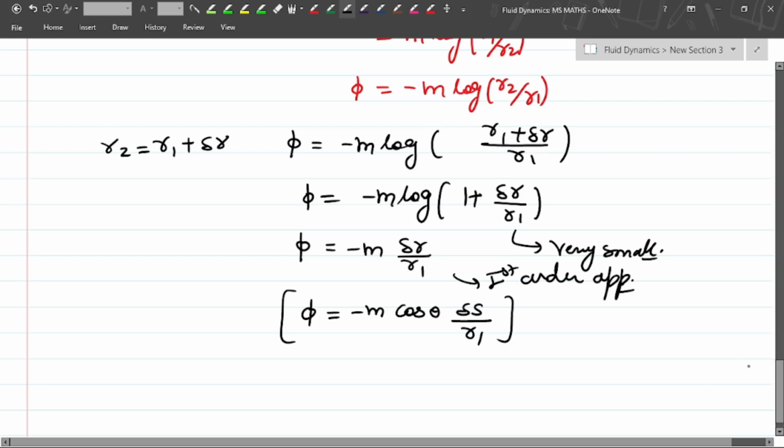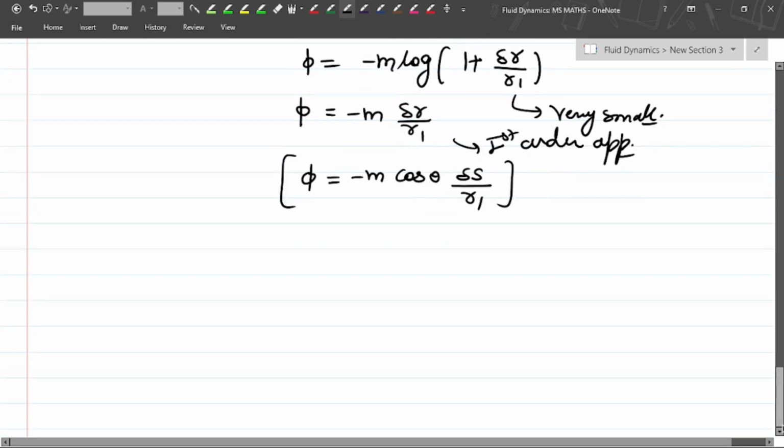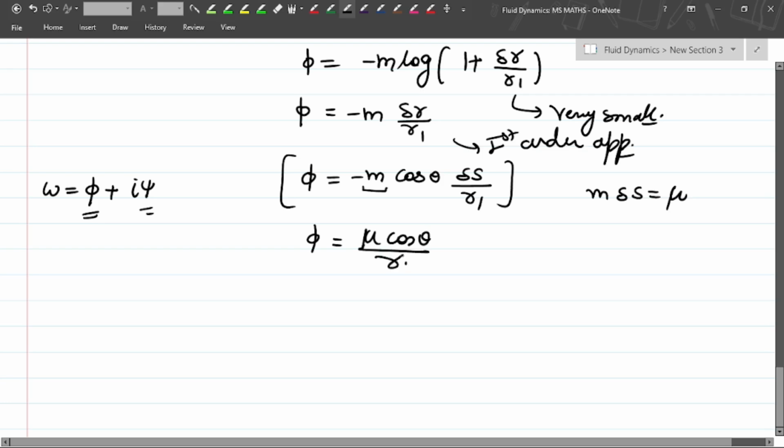Now, actually, we want to find the complex potential due to the doublet. So what is the complex potential? It is phi plus iota psi. Now, we have phi, we'll just assume phi. So I can write my phi is equal to mu. It is the mu because we have already considered that this is mu. So it is mu cos of theta by r, just replacing r1 by r.